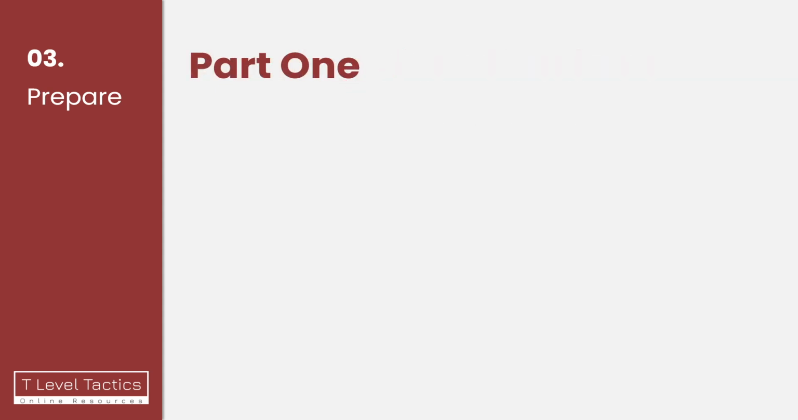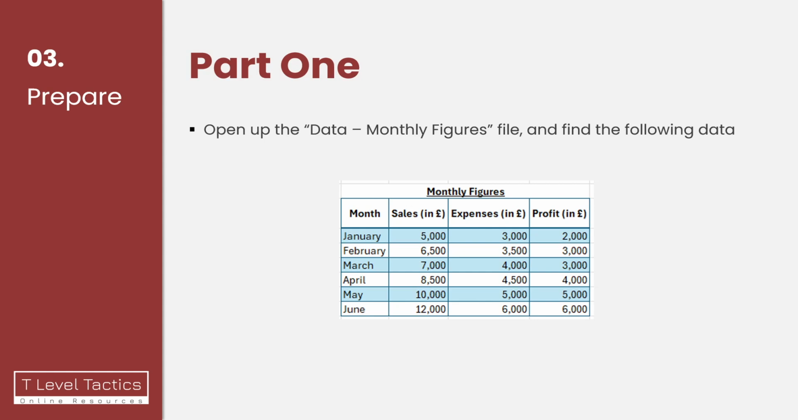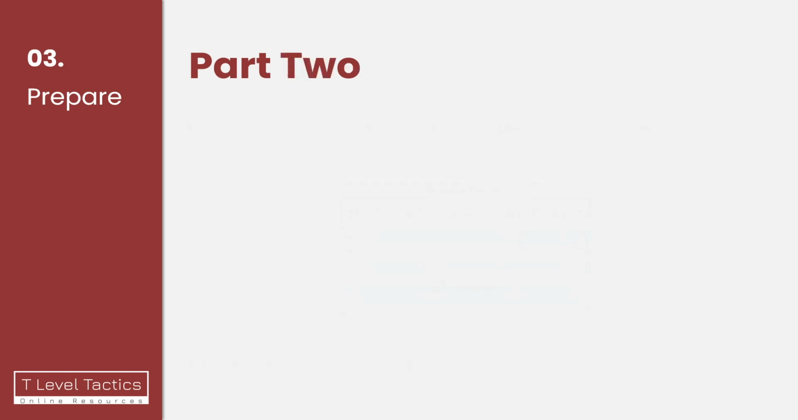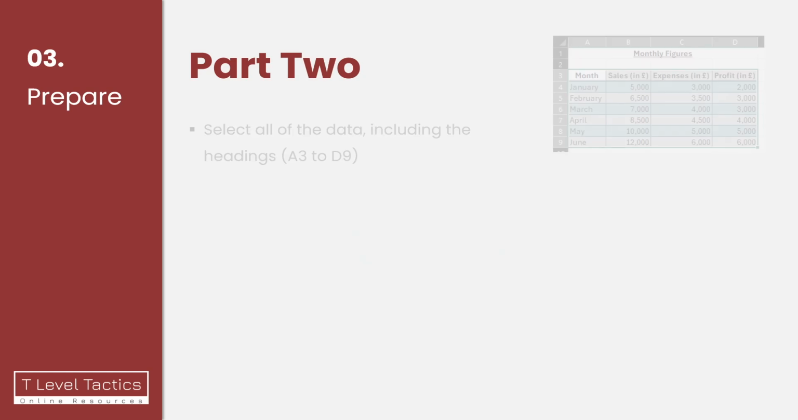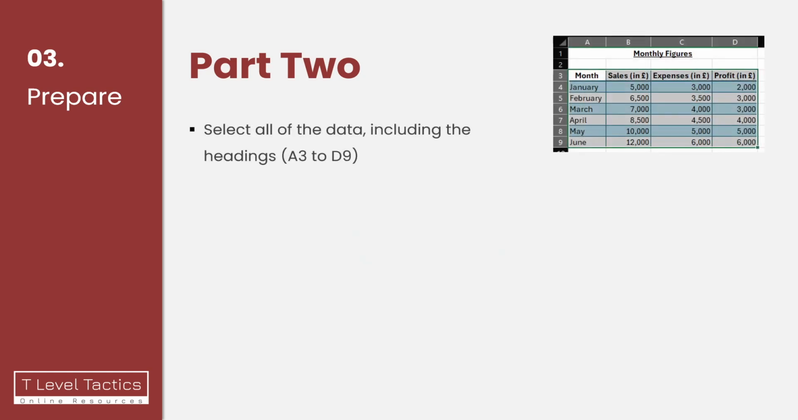Part 1. Open up that monthly figures file and find the following data at the top. We're going to create a simple visualization from this data. Part 2. Select all of the data, including the headings. This should be in cells A3 through to D9.